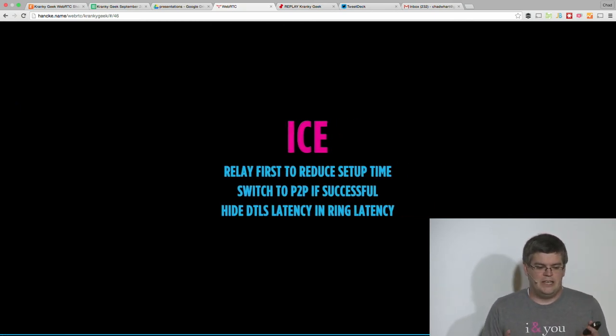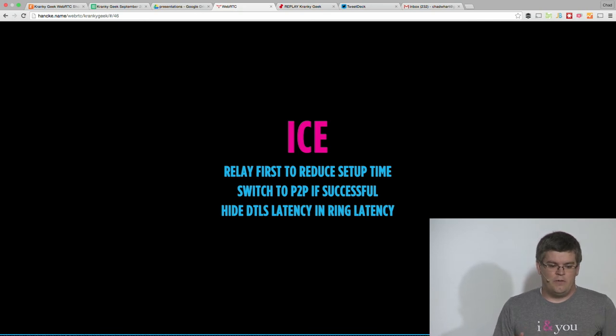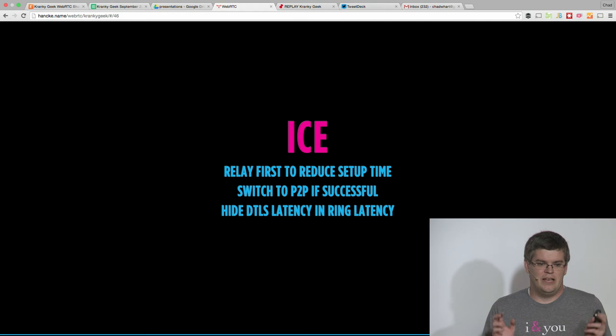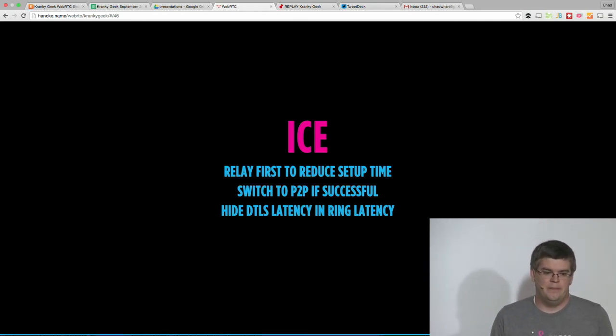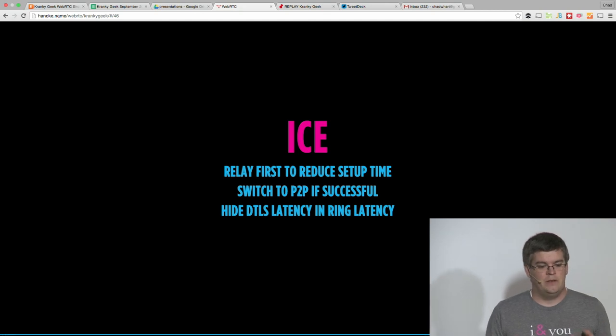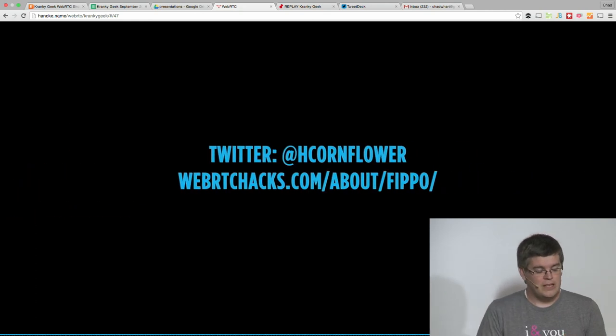One of the interesting things we saw was that with ICE, a lot of people go for the relay first. So the TURN server is not the last resort, but the first thing you go to. That reduces the call setup time. Then they switch to peer-to-peer if they're successful. That way, you could also hide this DTLS latency in the ring latency, that is the time until the user picks up the call.